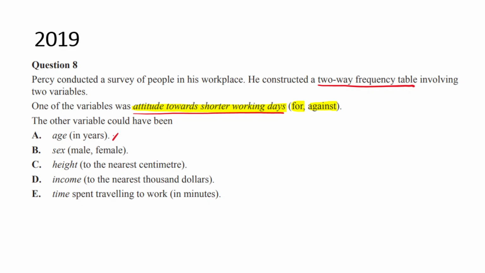Well, age is numerical. Sex, as in male and female, that is categorical. So that's probably it, but let's just rule out the others. Height, that is numerical. Income, numerical. Time spent traveling to work, numerical. So our answer is B.